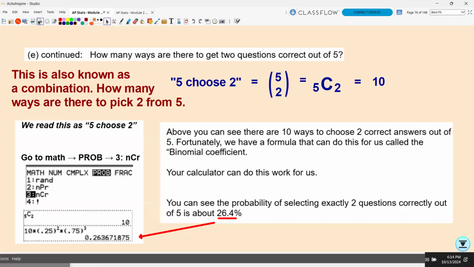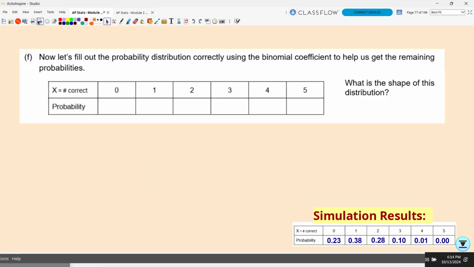So again, here's a little bit of a visual for you. Now we can verify that 10 multiplied by 0.25 to the second power and 0.75 to the third power is going to be 26%, which is exactly what we calculated earlier. So now let's get this all with the right numbers. Now we know how to actually get that.